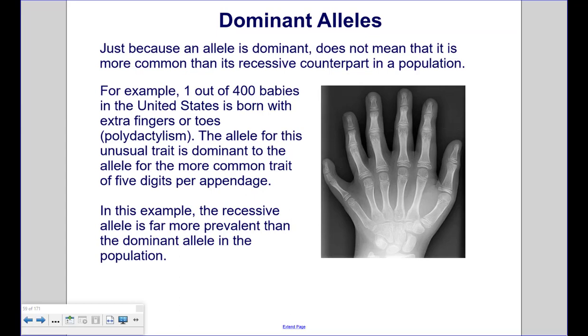Dominant alleles. Just because an allele is dominant does not mean that it is more common than its recessive counterpart in a population. For example, 1 out of 400 babies in the United States is born with extra fingers or toes, polydactylism. The allele for this unusual trait is dominant to the allele for the more common trait of 5 digits per appendage. In this example, the recessive allele is far more prevalent than the dominant allele in a population.